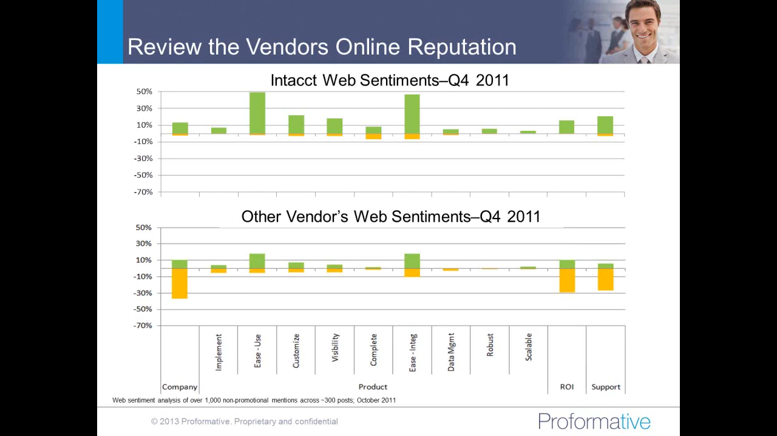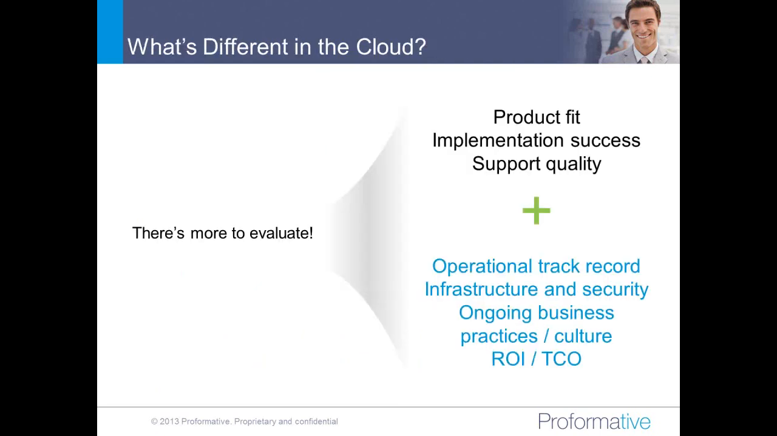So a quick review of online sentiment. You can go find things like this on the internet. I think it's a good overview of what customers and recommenders think of a particular product. We're certainly proud of the continuing positive sentiment and high renewal rates that Intact enjoys.